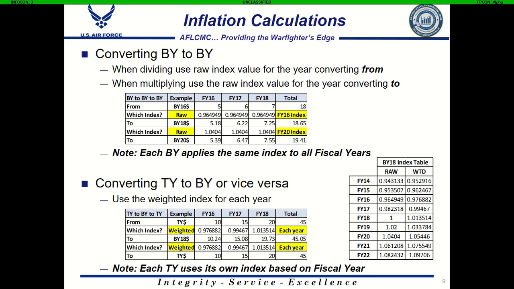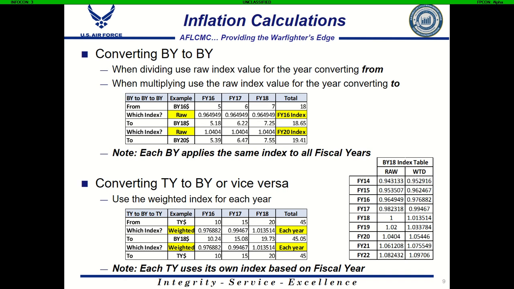1.013514. So again, when we use weighted indexes, we're going to use the index from the year in which the dollars are placed. So where they are, what fiscal year they are, is very important to what index year we grab. So using those weighted index amounts, we can then divide in order to get our base year $18. And now we have the base year of our index table. We've got the dollars in the base year of our index table.